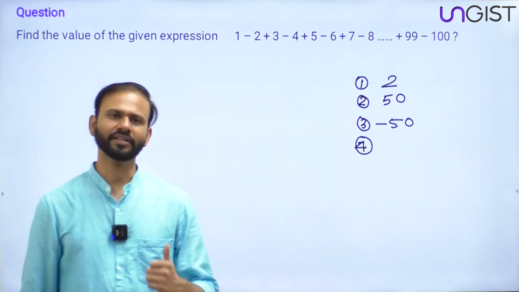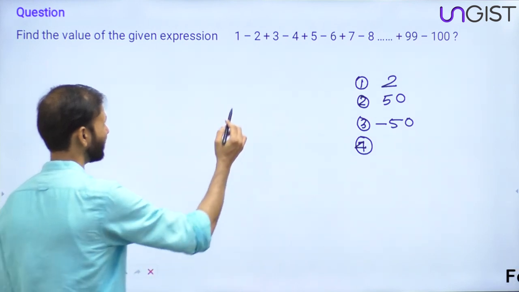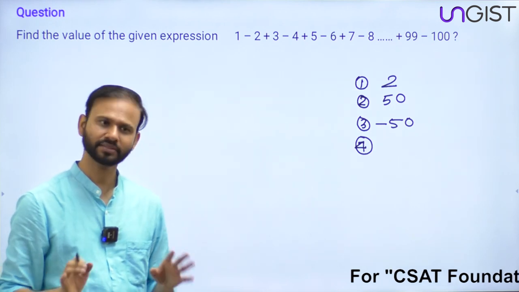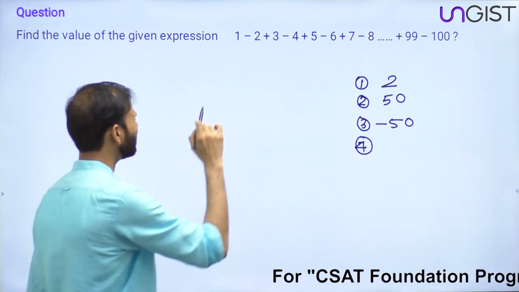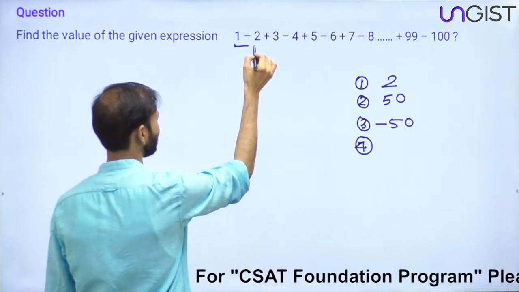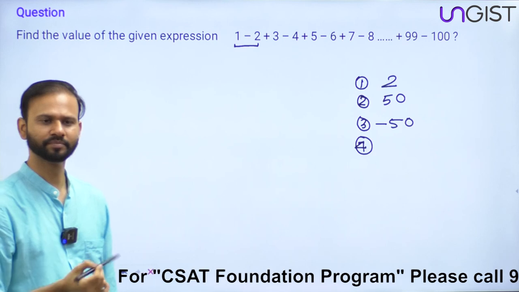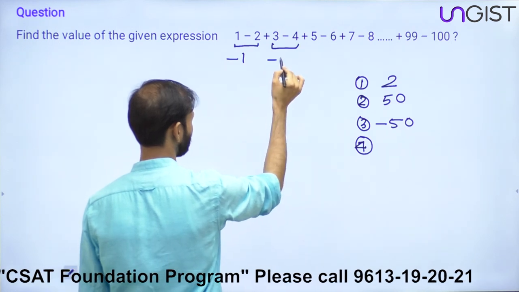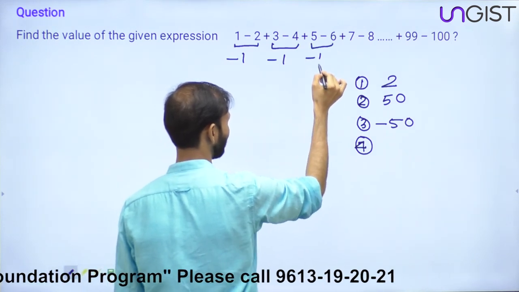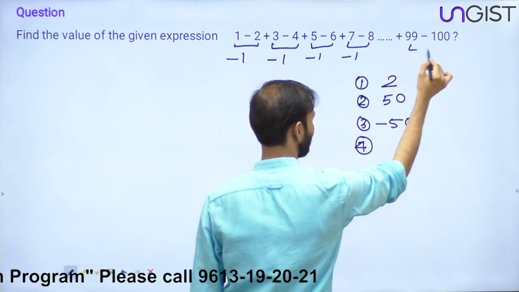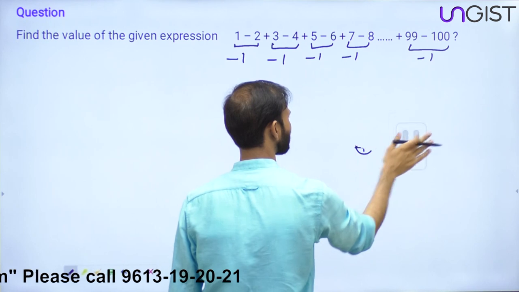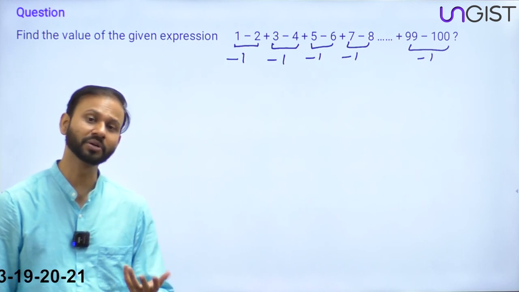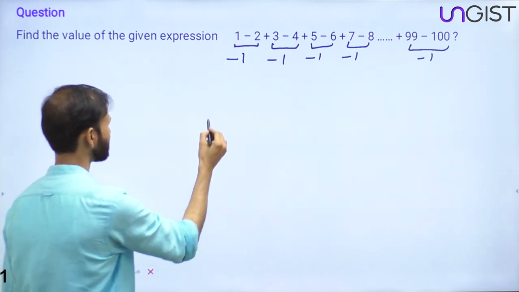Okay, yes, everyone. So now let's discuss. Guys, here how many total terms are there? 100. Right. Now, please tell me this thing. What is 1 minus 2? Minus 1. Right. What is this? Minus 1 again. What is this? Minus 1 again. And this is minus 1 again. So actually, every pair is giving you minus 1. And how many total pairs? 50 pairs. So the answer is minus 50.